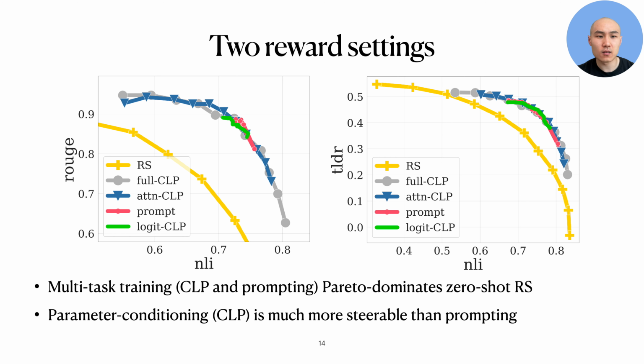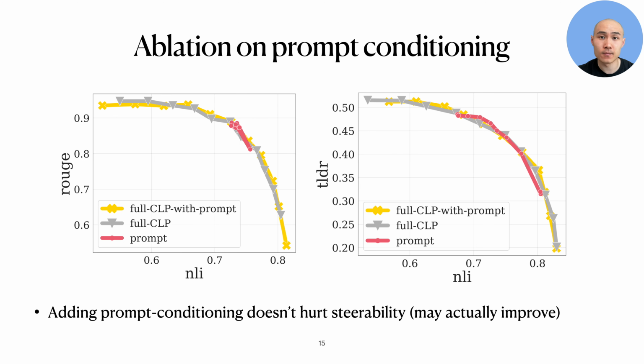We see that CLP and prompting both Pareto dominate rewarded soups, or RS. We also see that full CLP and attention CLP are much more steerable than prompting. Notably, attention CLP actually achieves essentially the same steerability as full CLP, despite using much fewer parameters, right? Because it only conditions on attention weights.